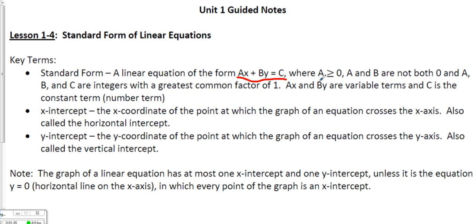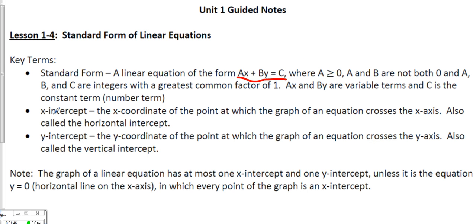Okay, ax and by are the variable terms. C is going to be a constant term. Okay, so c is just a number. This is going to have some number. It might be a, well, this one has to be positive, so some number times x. This would be some number times y. This one could be positive or negative. Okay, so could c actually. C can be positive or negative, but it's just a number, no variable with it.